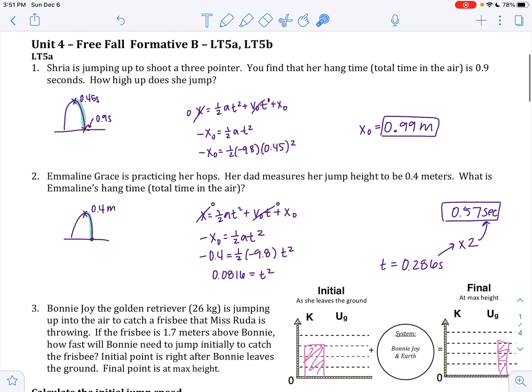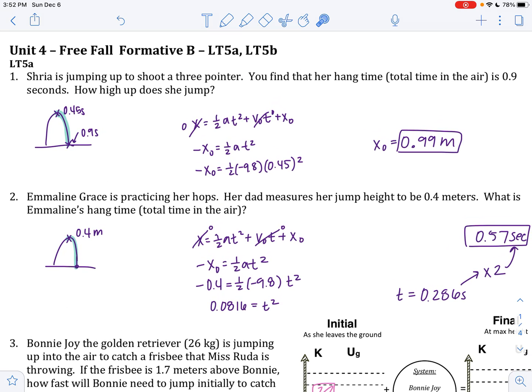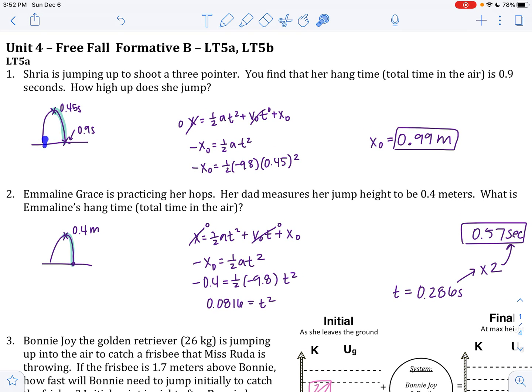Okay, let's look at LT5a. This is calculations. Problem 1, Shreya is jumping up to shoot a three-pointer. You find that her hang time, this is the total time in the air, is 0.9 seconds. How high does she jump? You really want to draw a picture with this. It will help so much. So I draw a picture and show her going up and down, and I'm going to label the time I know, 0.9 seconds, is right here.